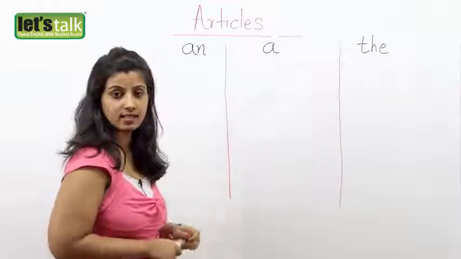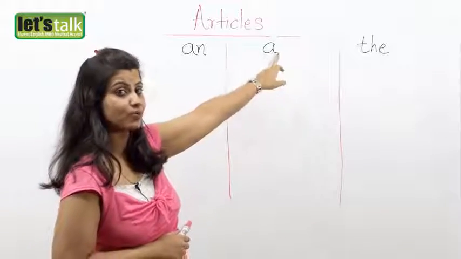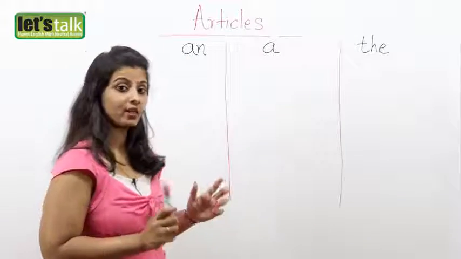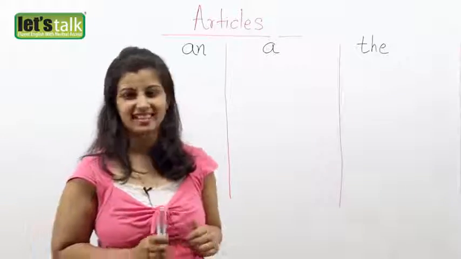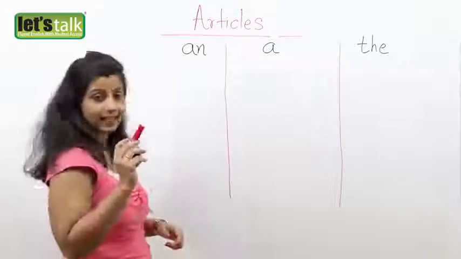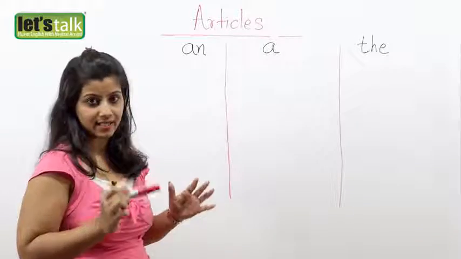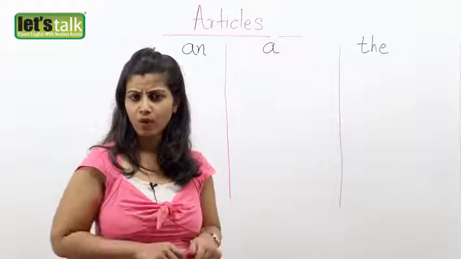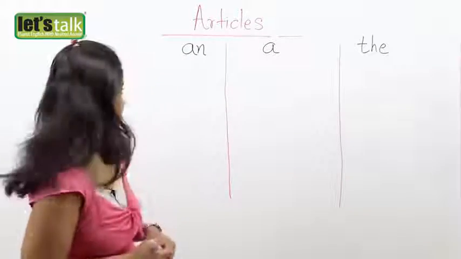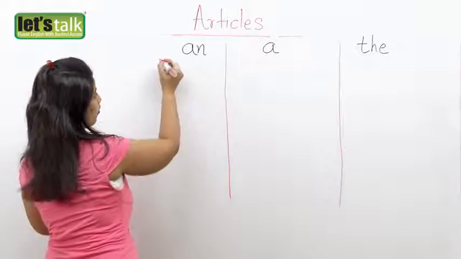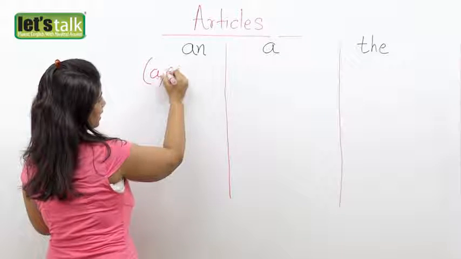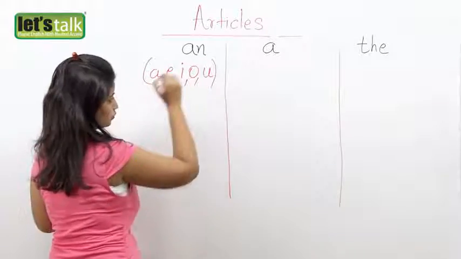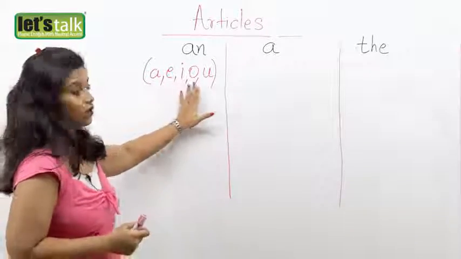Now, what are articles? Articles are these three important words: an, a, and the. We are going to begin with "an" because I think that's the simplest. In the alphabet, A to Z, we all know that we have consonants and we have vowels. I'm sure we all know our vowels quite well. Let me revise it with you. What are vowels? Vowels are A, E, I, O, and U. So these are our five vowels.